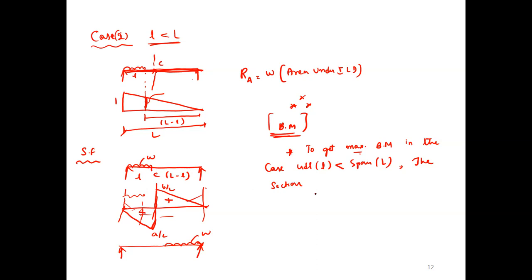The section I will consider as C. The section C must divide the load and span in the same ratio. This is very, very important to get maximum bending moment in case of UDL with small l less than capital L. The section C must divide the load and span in the same ratio.